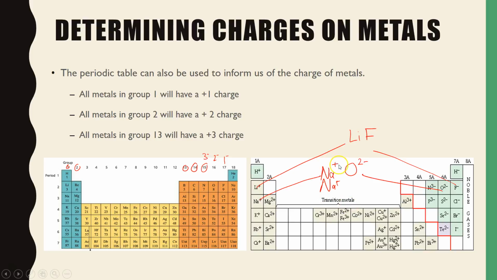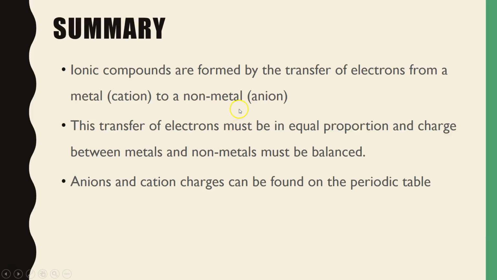So using the periodic table, you can see how these compounds would match and how they would combine, but you need to make sure that the electrons that you lose are the same amount that you gain on the other side. So the metal must have the same number of electrons lost as gained by the non-metal. And this is how the periodic table can be quite useful in working out the ratios in which things would bond. So ionic compounds are formed by the transfer of electrons from a metal cation to a non-metal anion, and the transfer must be in equal proportions and the charge between them must be balanced. Anions and cations can be found on the periodic table based on their group number.